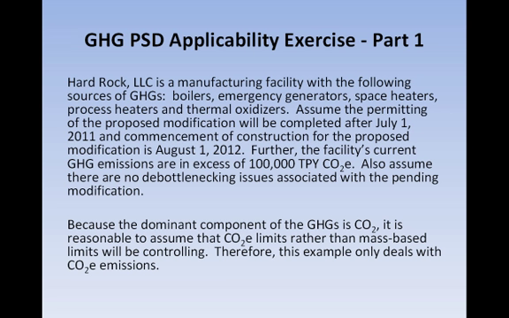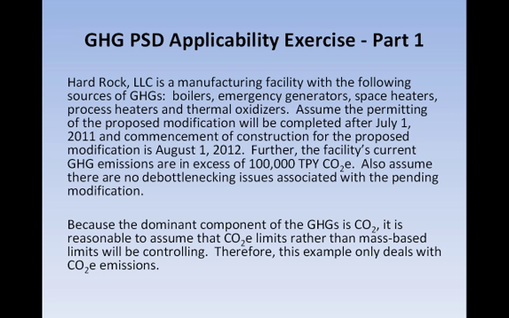Assume that the permitting of the proposed modification will be completed after July 1st, 2011. So it will be part of step 2 of the tailoring rule. And also assume that they will commence construction of the proposed modification on August 1st, 2012. Further, the facility's current GHG emissions are in excess of 100,000 tons per year of CO2e. Also assume there are no debottlenecking issues associated with the pending modification.